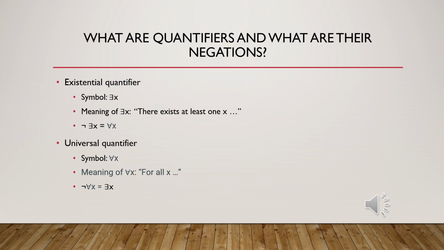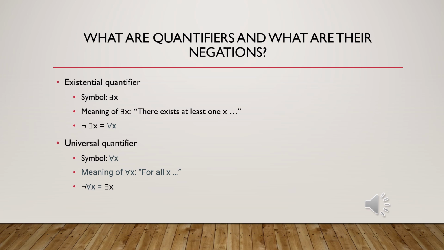What are quantifiers and what are their negations? So existential quantifier is what we'll start with. The symbol for that is a backwards E. The meaning of existential quantifier followed by an X means that there exists at least one X. And that X doesn't have to be there. It can be any variable you use. The negation of an existential quantifier is a universal quantifier, which we'll talk about next.